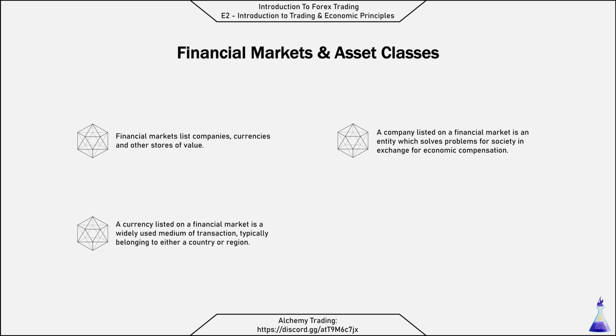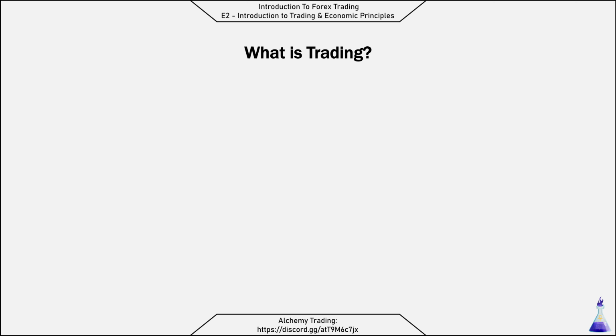The financial markets is a massive network which tracks and distributes ownership of these assets to different people, companies, and governments. It is a timeless, spaceless, global distribution system. Financial markets also include more complex assets such as bonds, indices, cryptocurrencies, and real estate investment trusts. Okay, so with this basic information out of the way, we can now get onto the topic of trading itself.